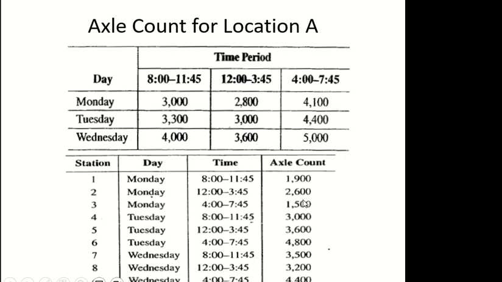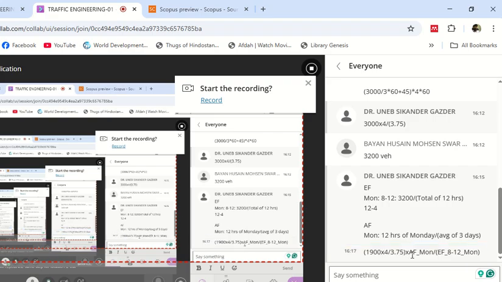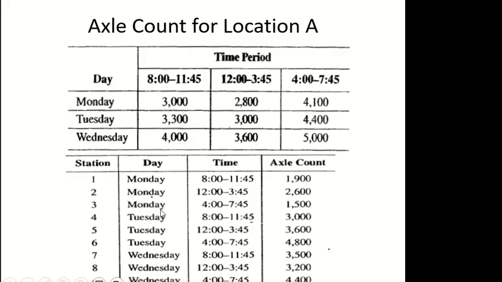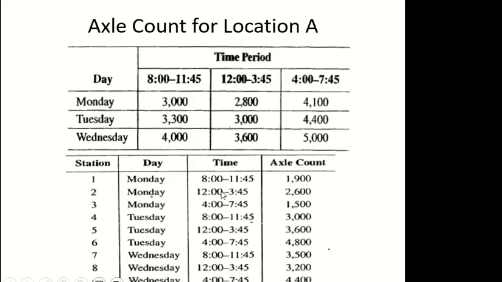Okay, and you will repeat the same step for location 2, but for location 2 the expansion factor will not be for 8 to 12, it will be for 12 to 4, and so on and so forth. So you need to check the day and you need to check the time, and the expansion factor and adjustment factor will be according to that. So this will be done for all the locations.